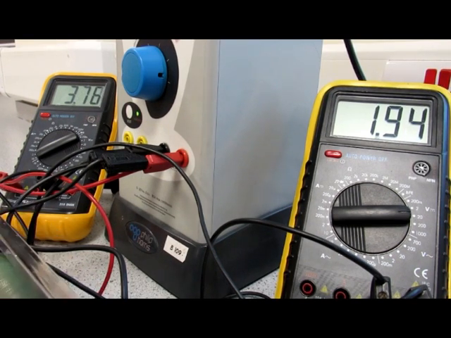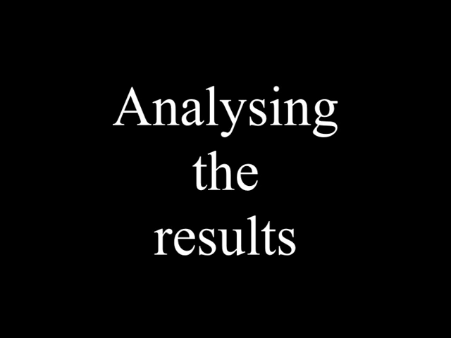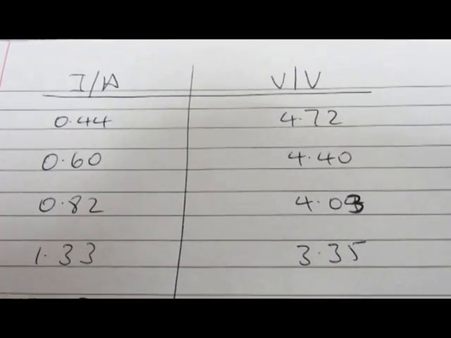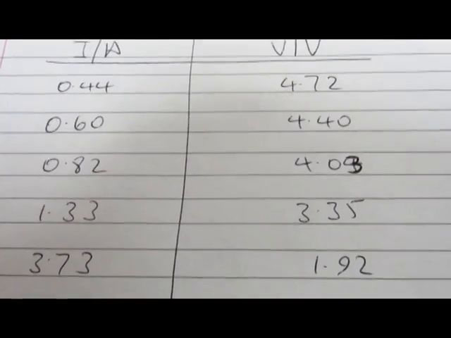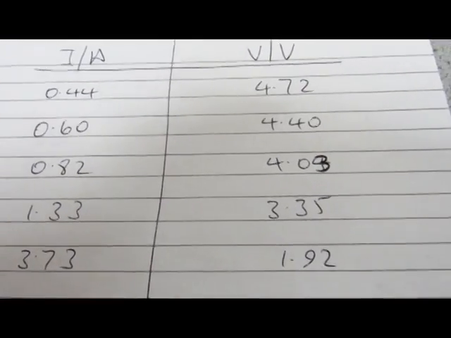Now remember, we started off with just over 6 volts as our EMF. So we're going to plot that as a graph now. Voltage up the y-axis, current along the x-axis. So we've got our sets of results there. Current in amperes on the left hand side, voltage in volts. There's our 5 sets.